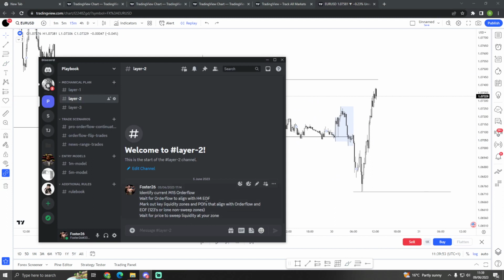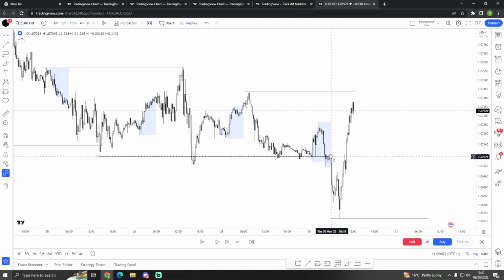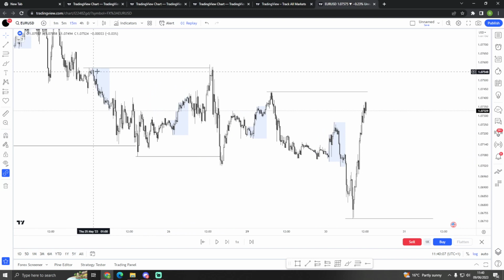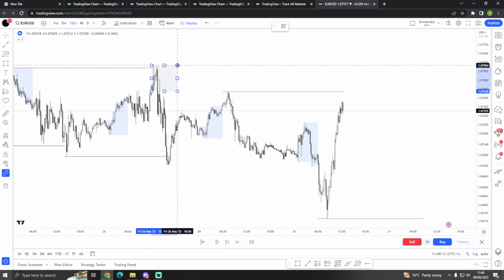Wait for order flow to align with current H4 EUF, which already is also bearish. Mark out key liquidity zones and POIs that align with order flow. So, as I mentioned on the 4 hour, where are the key liquidity zones and POIs? We have this supply zone here, which has swept this H4 liquidity point and broke to the downside. Therefore, this will become a POI.